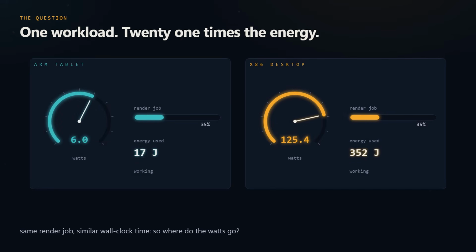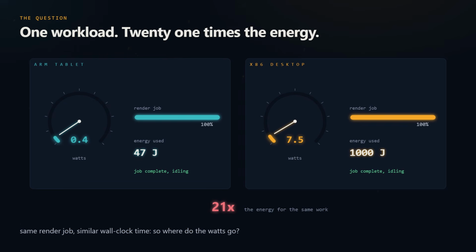Two machines render the same scene. The desktop draws 125 watts. The tablet draws less than 6. Same job, roughly the same time, 21 times the energy. For decades, the popular explanation was the instruction set. x86 is power-hungry, ARM is efficient. That explanation is mostly wrong, and the ways in which it is slightly right are far more interesting.